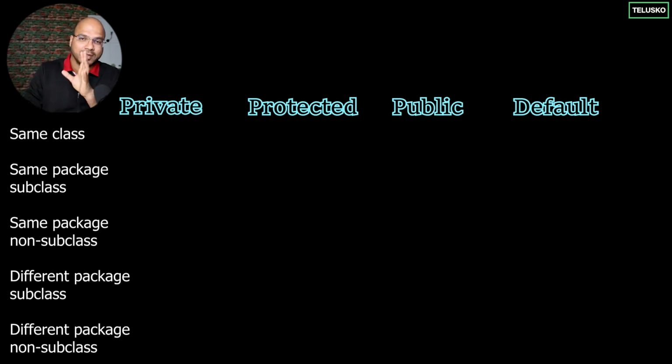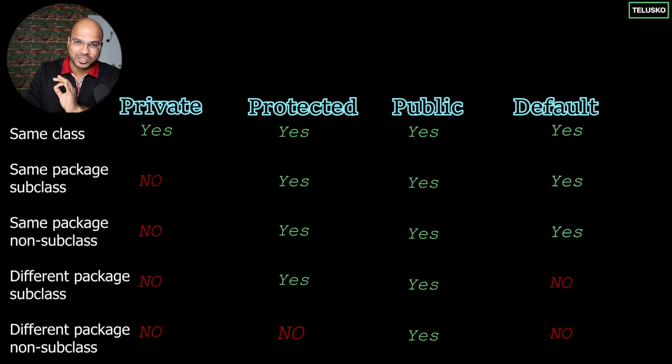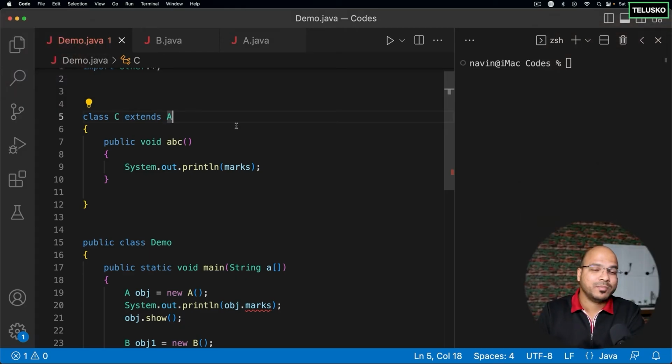Let's talk about private. Private can be used in the same class, nowhere else. Protected can be used in the same class, in the same package, and in the other package but only in a subclass. Public can be used everywhere. Default can be used in the same package. It's that simple. So this is how you specify the modifiers.